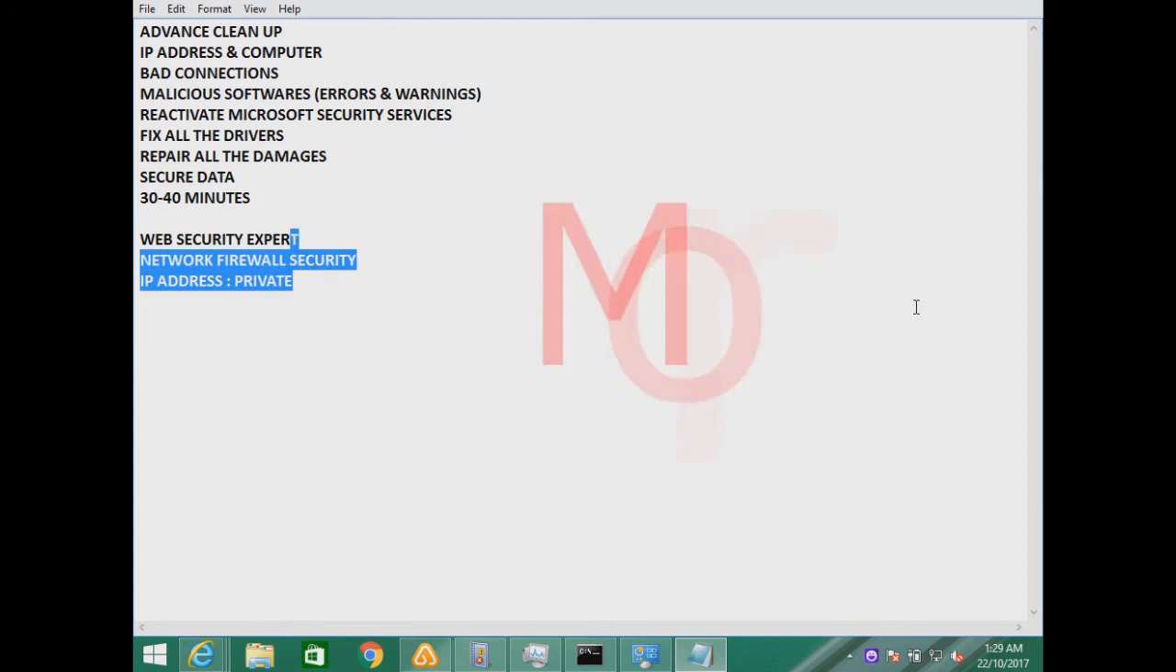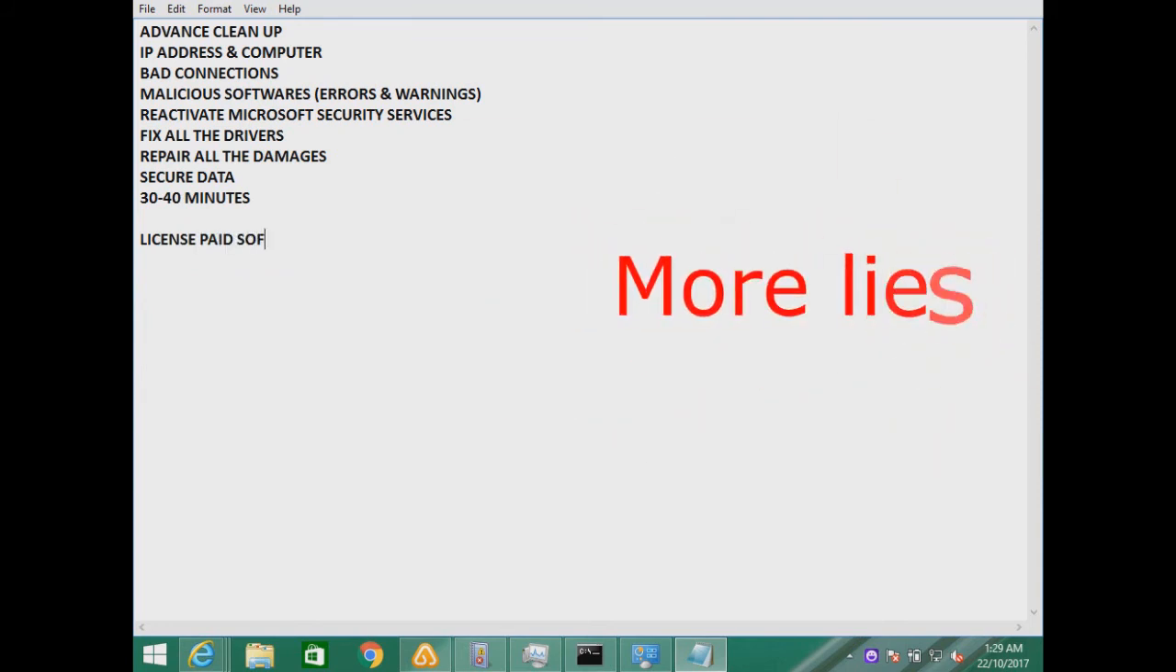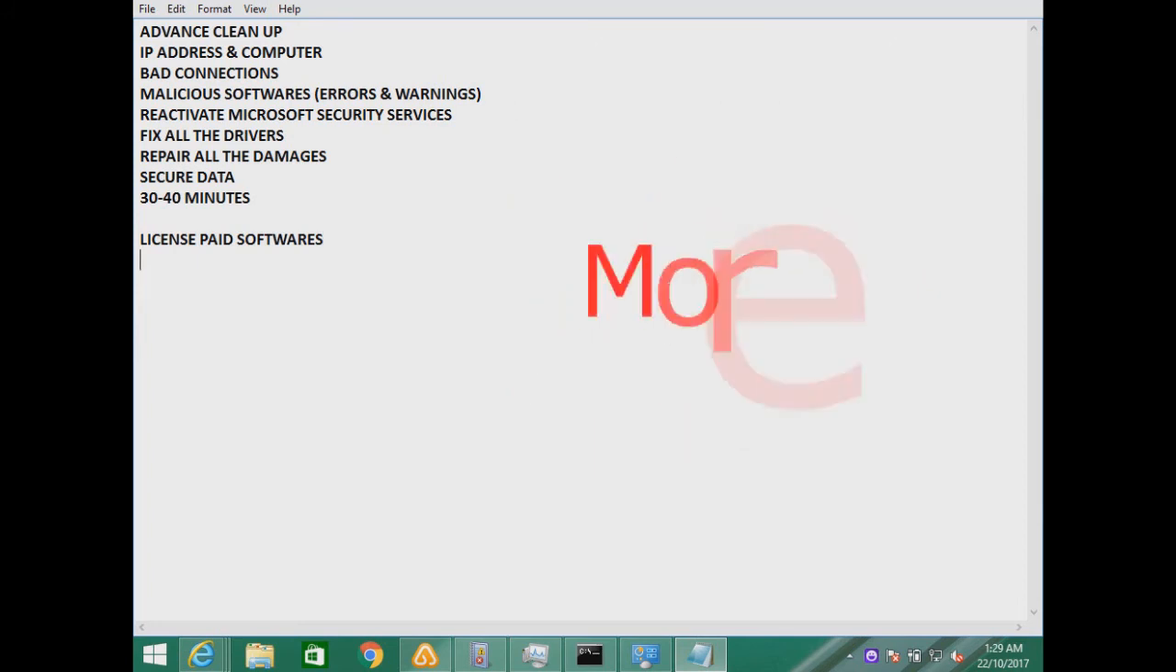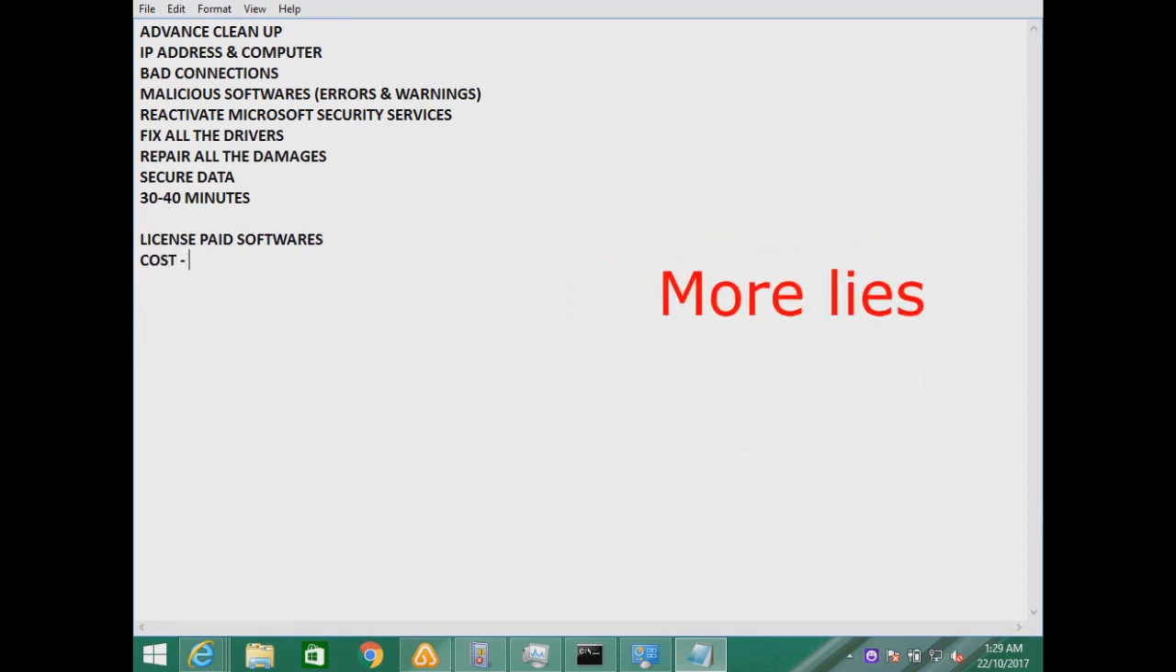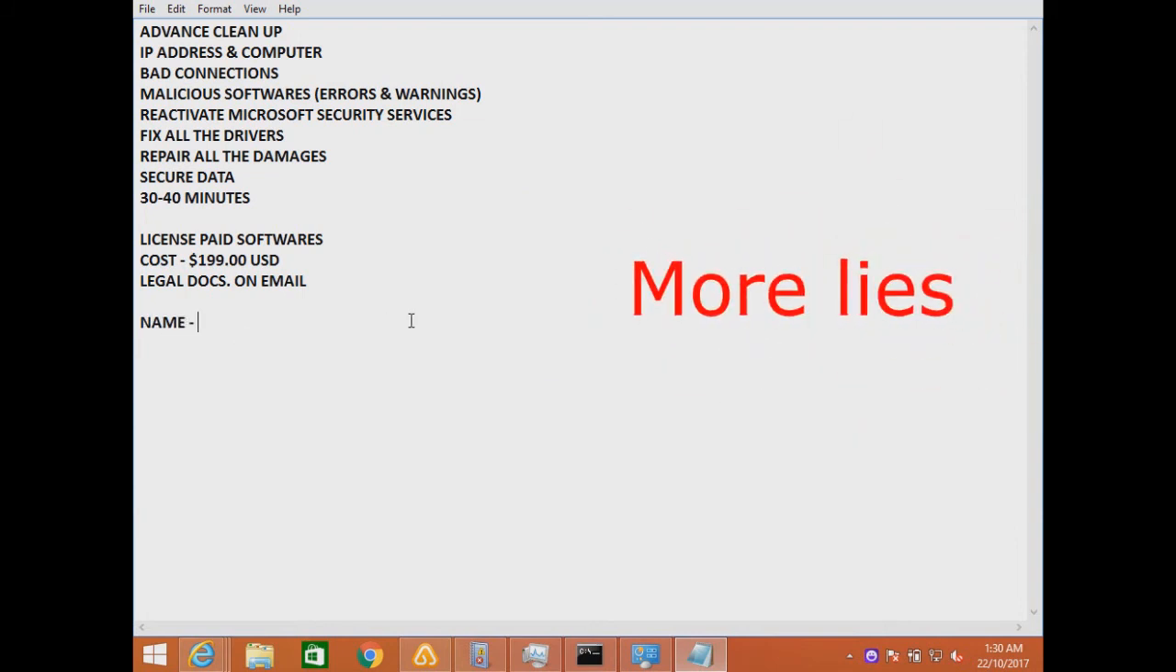Now, in order to fix all these problems, we have to use some software. These are license-based software which are required for the cleanup and the fixation. So there will be a software charge applicable as well. That will be $199. It will be a one-time charge and all the legal documents of these services will be sent to your email account. But I've already got software I've paid for before.